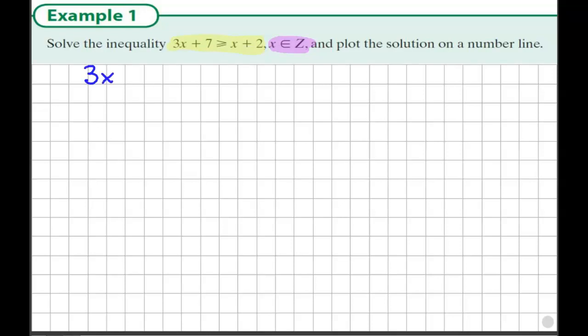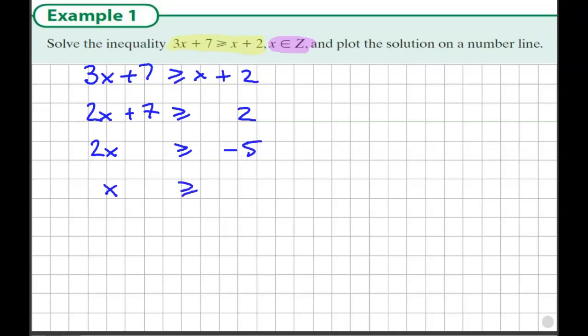Let's solve it. So we take our inequality, and we say to ourselves, well, we can take away x from both sides, bringing the x to the side where there are more of them, and then we can take away 7 from both sides, and we will get -5, and then lastly I can divide by 2, and I get anything that's greater than or equal to -5/2, which is -2.5.